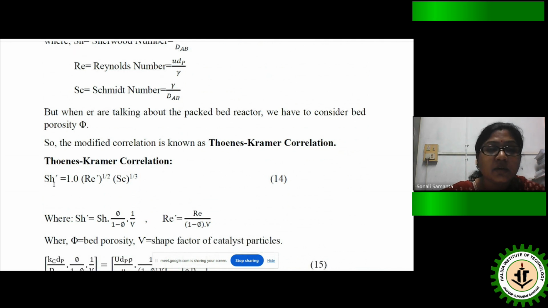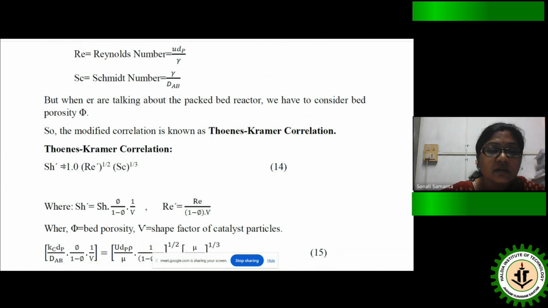So here the modified equation is Reynolds number prime equals 1.0 Reynolds number prime to the power half, Schmidt number to the power one third, where Reynolds number prime is Reynolds number into phi by 1 by phi into 1 by shape factor. So phi is actually here the bed porosity, that is the fraction of the voids present in the bed.